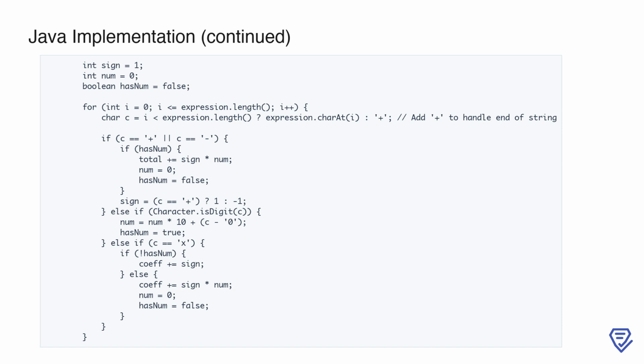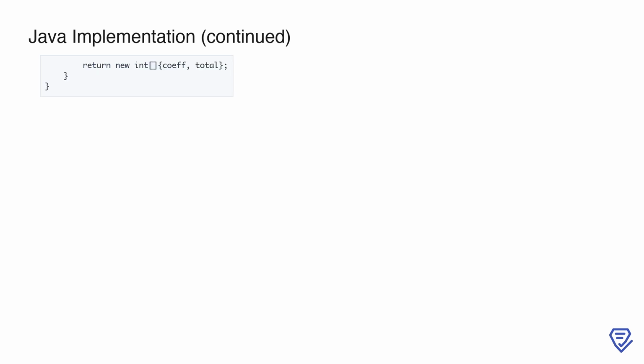If the character is x, we check whether a number was being processed. If not, it means the coefficient of x is implicitly 1, so we add or subtract 1 based on the current sign. Otherwise, we multiply the number by the sign to get the coefficient of x, and then reset the temporary number and hasNumber flag. Finally, the parse expression method returns an integer array containing two values. The first is the coefficient of x, and the second is the total constant.